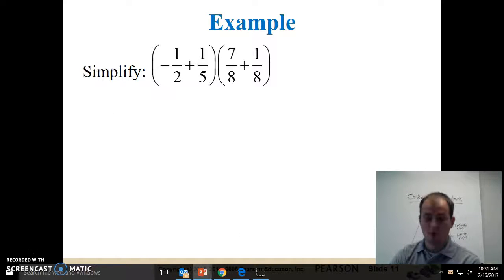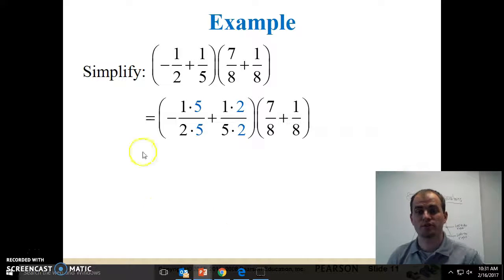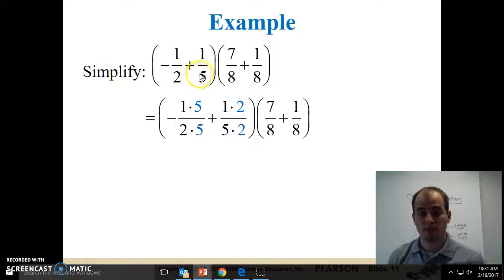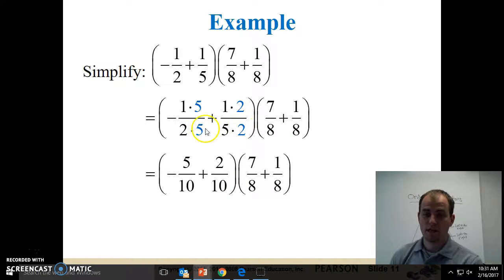Alright, let's do one more here together, and I'll let you try one. Negative 1/2 plus 1/5 in parentheses times the quantity 7/8 plus 1/8 in parentheses. First, we need to do our parentheses. Okay, to do the first set of parentheses, we'll need to get a common denominator because it's addition. The common denominator between 2 and 5 would be 10. So to get 10 on the first fraction, you'd multiply by 5, the numerator and the denominator. And the second one, you'd multiply by 2. So that would give us negative 5/10 plus 2/10.